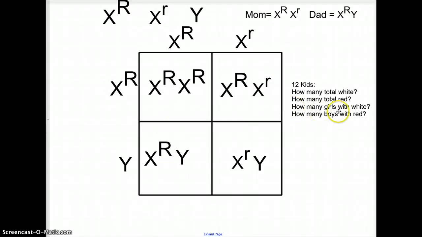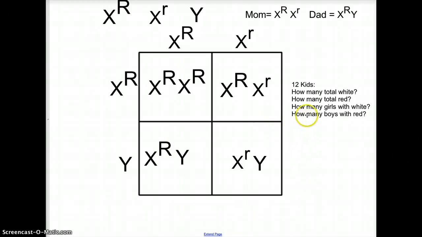How many girls with white? Okay, so now it gets trickier. I said you have 12 kids. How many of them are most likely to be girls with white eyes? Well, 0 of them would be girls with white eyes. How many of them will be boys with red eyes? Boys with red eyes is going to be 1 out of 4, so 3 out of 12.